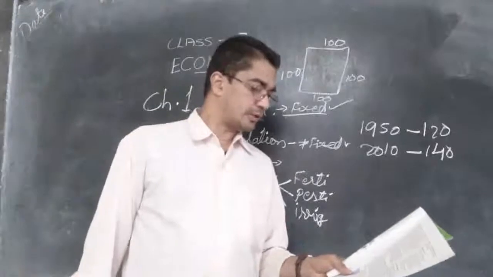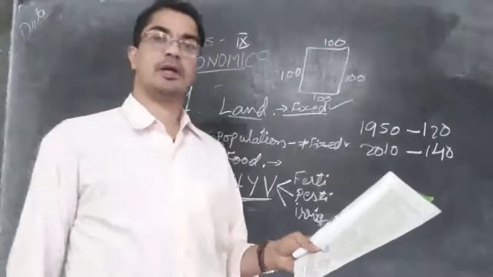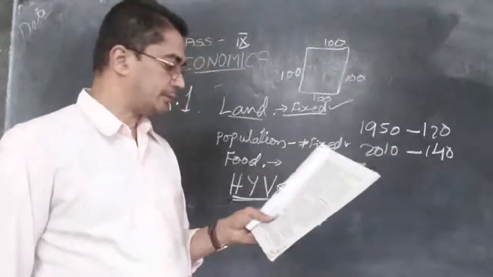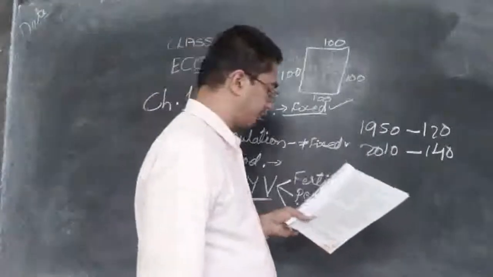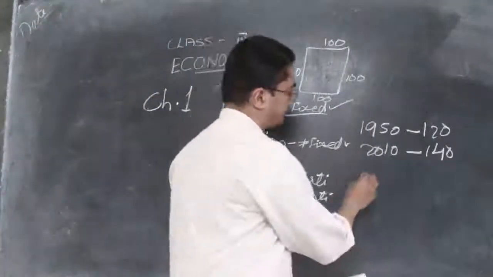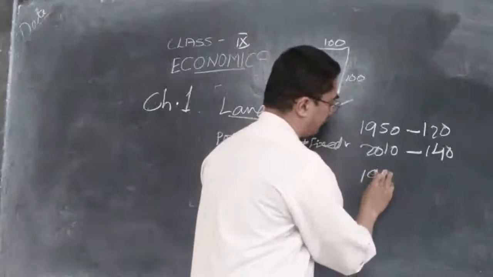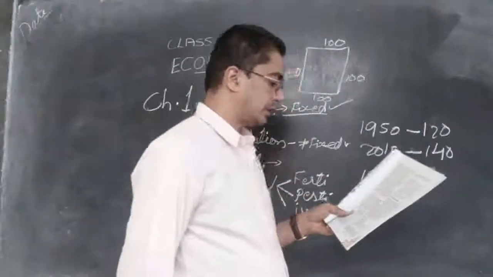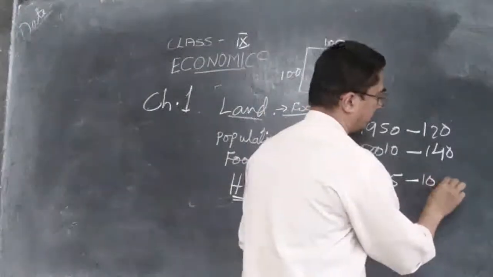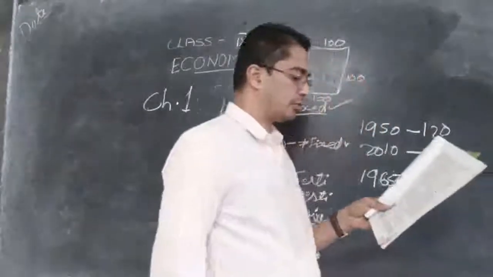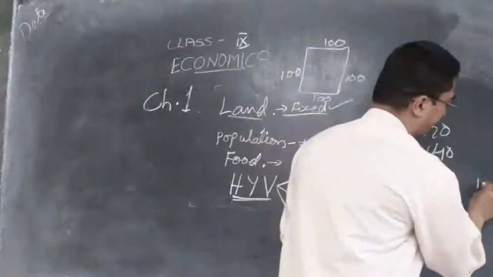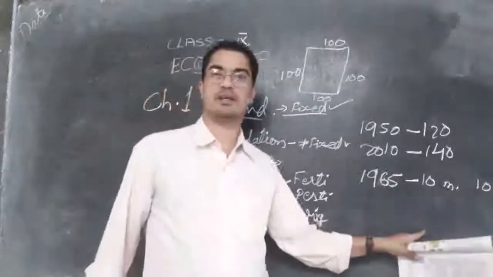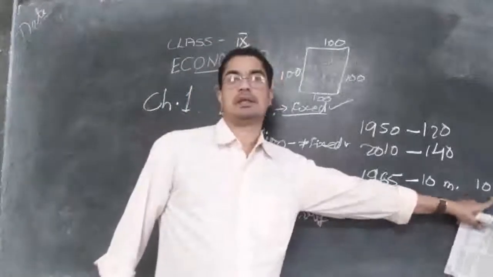Because of that, we can see the production in our country has increased a great deal. In the year 1965, the production of pulses was 10 million tons, and the production of wheat was also 10 million tons.